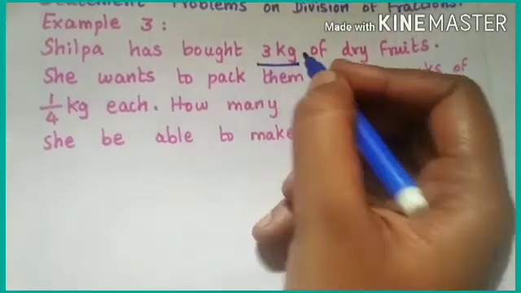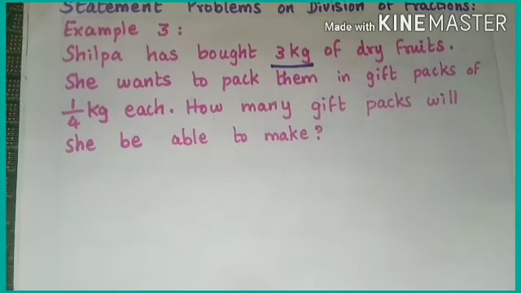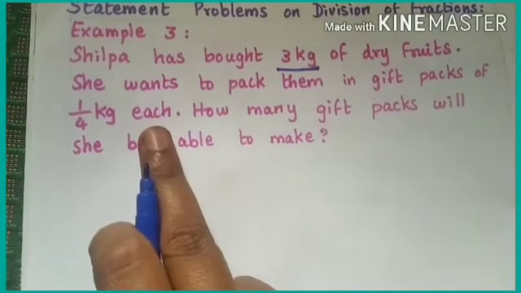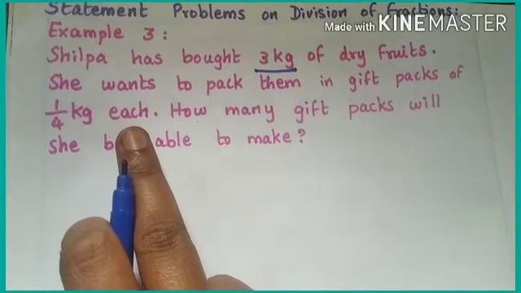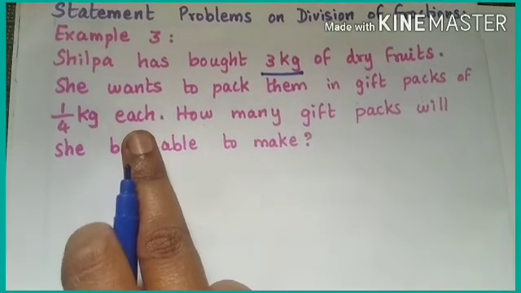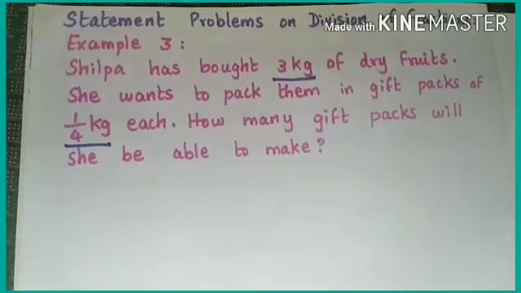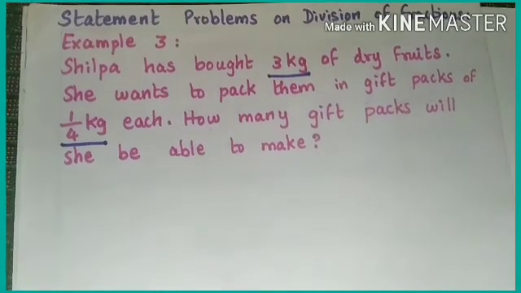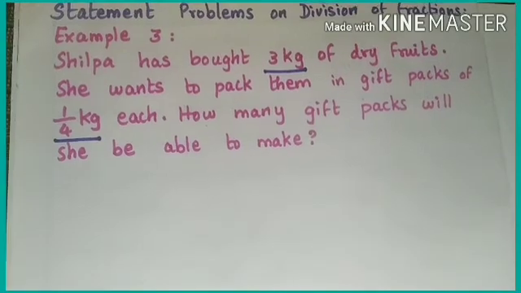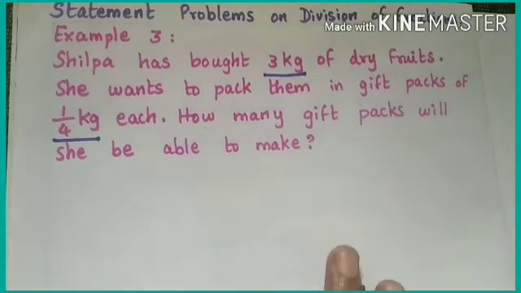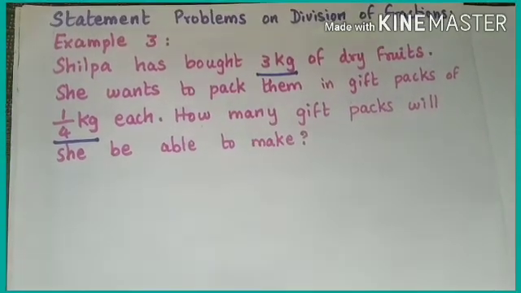How many kg of dry fruits did she buy? Yes, Shilpa bought 3 kg of dry fruits. How many kg of dry fruits did she pack in one gift pack? Yes, she packs 1 by 4 kg of dry fruits. Here we have to find the number of gift packs she was able to make. So we have to do division.